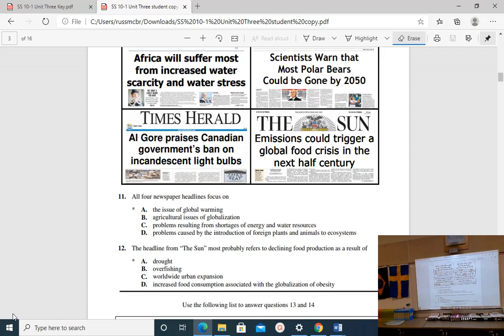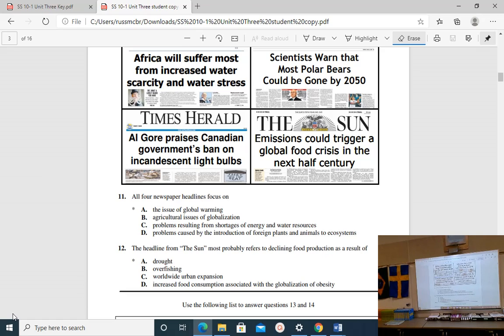The headline from the Sun, so now all we have to do is look at the Sun. The headline from the Sun most probably refers to declining food production as a result of what? Aside from the awkward language with most probably, we're trying to link it with one of these. This is a result of one of these. So emissions could trigger a global food crisis in the next half century. Why would that happen? Would it be drought, overfishing, worldwide urban expansion, increased food consumption associated with the globalization of obesity? Man, that last one's a stretch. That one's really a reach. And there's a 3-1 split where it really stands out from the other ones because it's such a long answer, a long distractor.